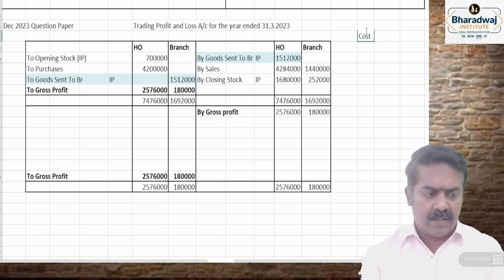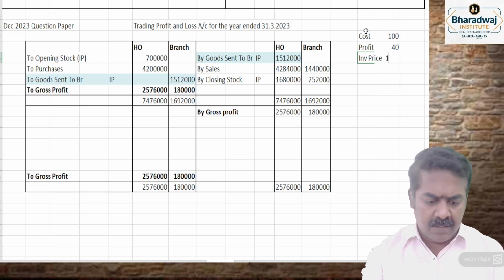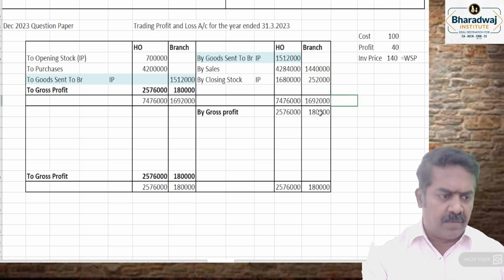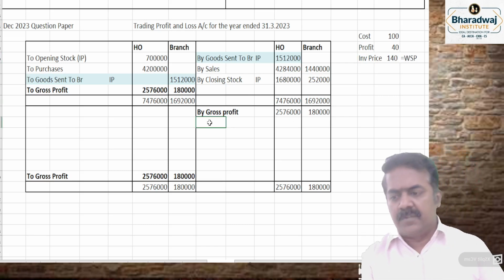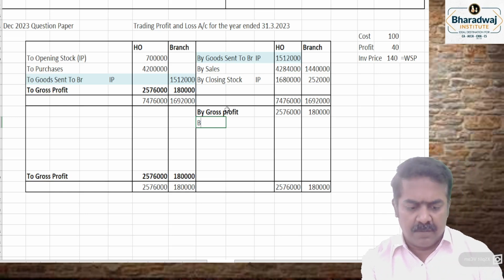If cost is 100, profit is 40, invoice price is 160. This is what is given as wholesale price. Invoice price is nothing but wholesale price at 140. Stock is valued at what price? Invoice price. Let us remove the stock reserve.